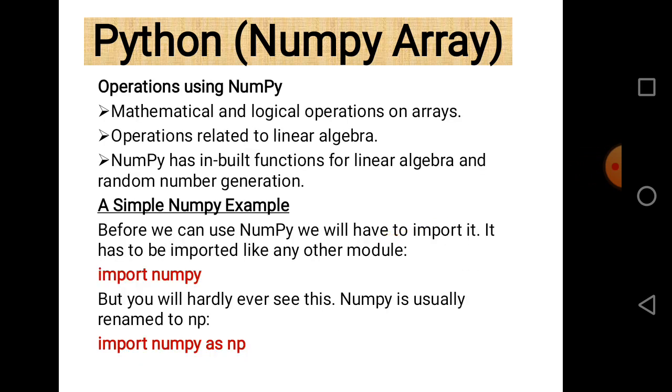Second thing: what are the different operations performed by NumPy arrays, or what is the use of a NumPy array? A NumPy array is basically used for mathematical and logical operations on arrays. Second point is operations related to linear algebra: NumPy has inbuilt functions for numerical linear algebra and random number generation. So NumPy is a library containing different functions which perform different tasks related to linear algebra as well as random number generation.